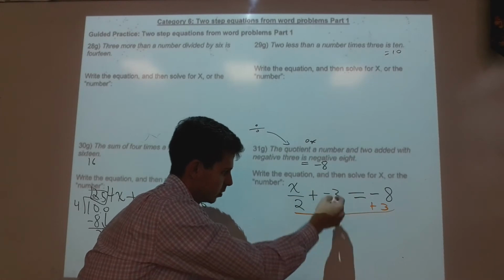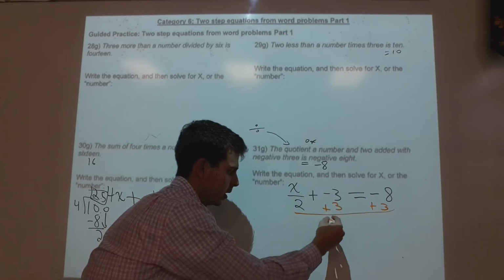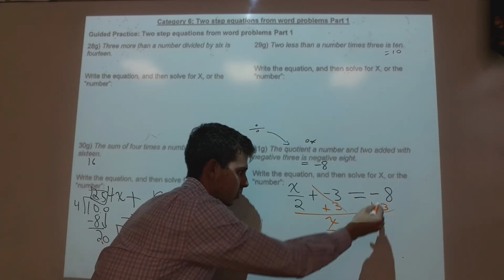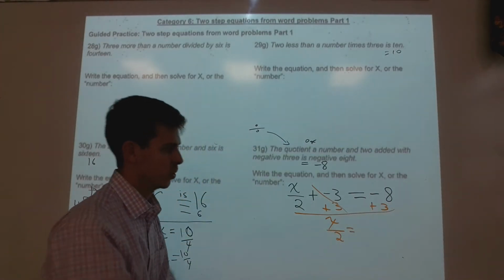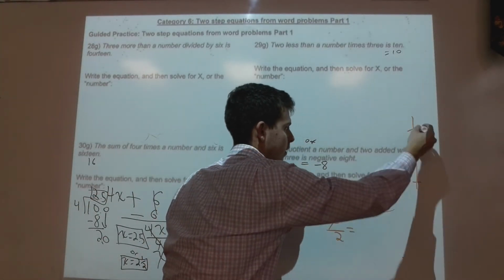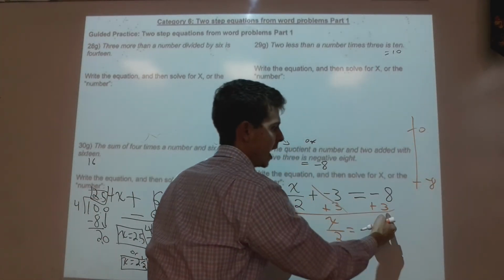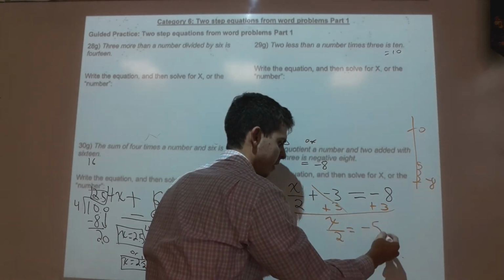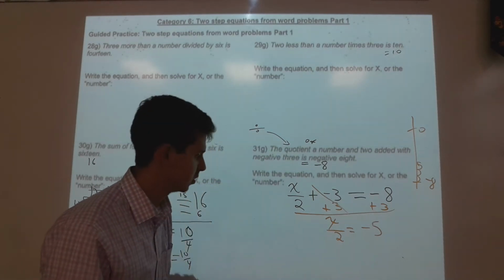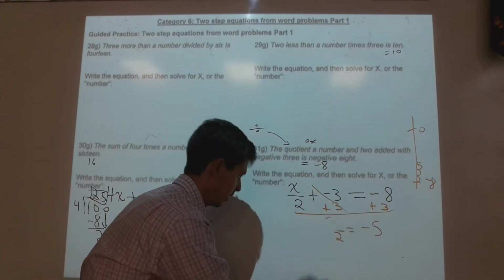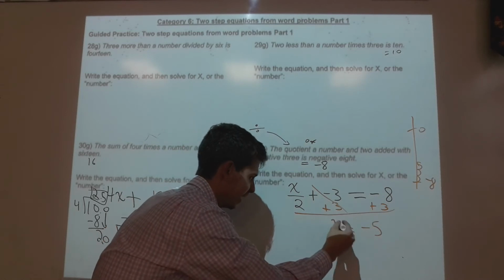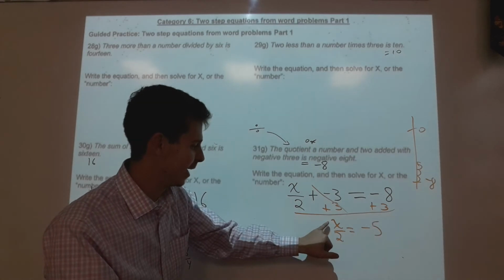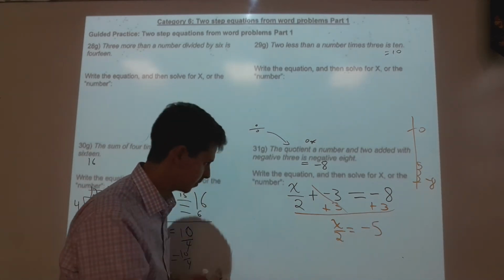Now all this stuff goes away, the -3 plus 3. This all cancels. X over 2 is equal to -8 plus 3. So I start, here's 0, here's -8, and I'm going to add 3, so I'm going to go up 3 spaces, which gives me -5. I have x over 2. That is the worst x ever written in the history of x's. It's kind of funny. X over 2 is equal to -5.